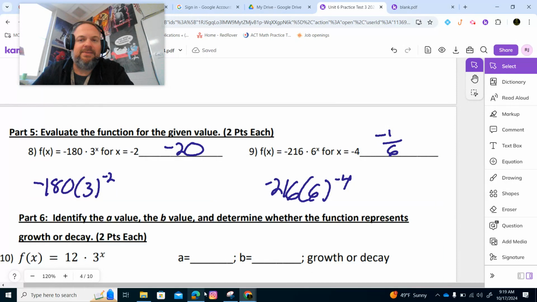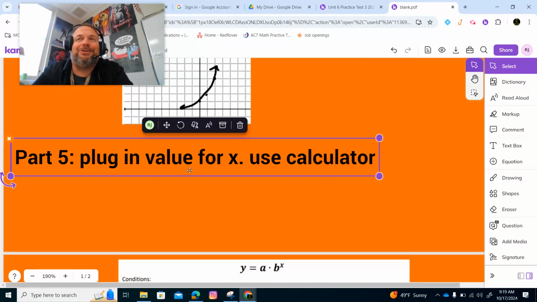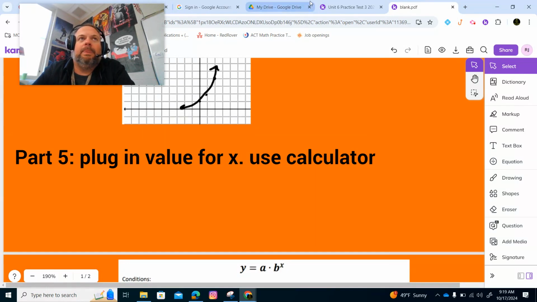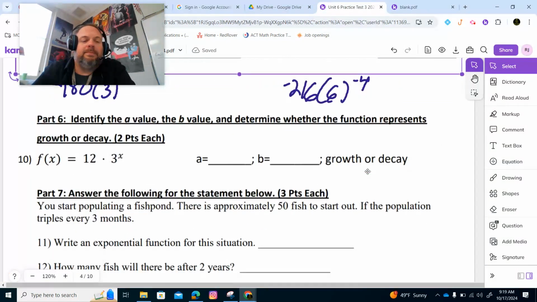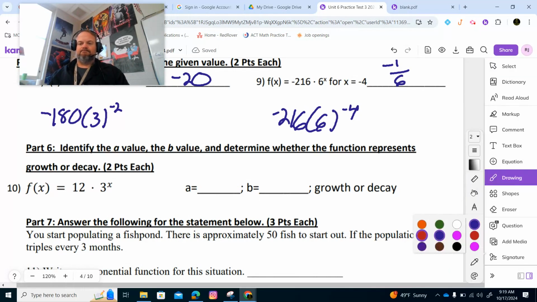All right, for part 5, I said plug in value for X, use calculator. All right, number 10. A is 12. B is 3. This is growth.